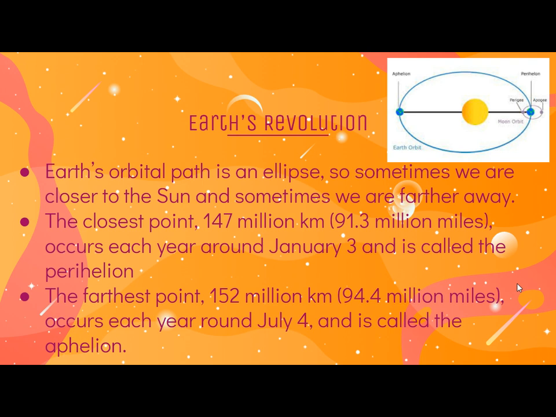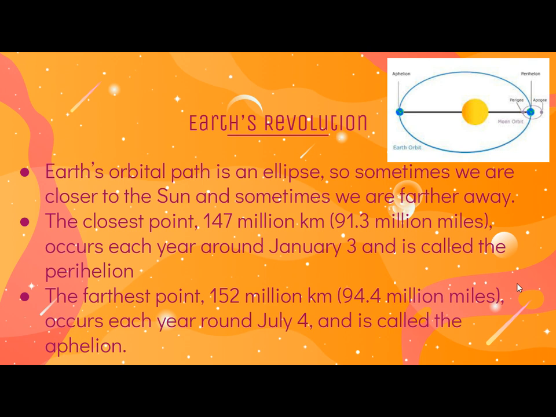Which is why people think that it's our seasons. But if you look at it, January is our winter at our closest point to the sun. So really, how close we are in our orbit has nothing to do with our seasons.